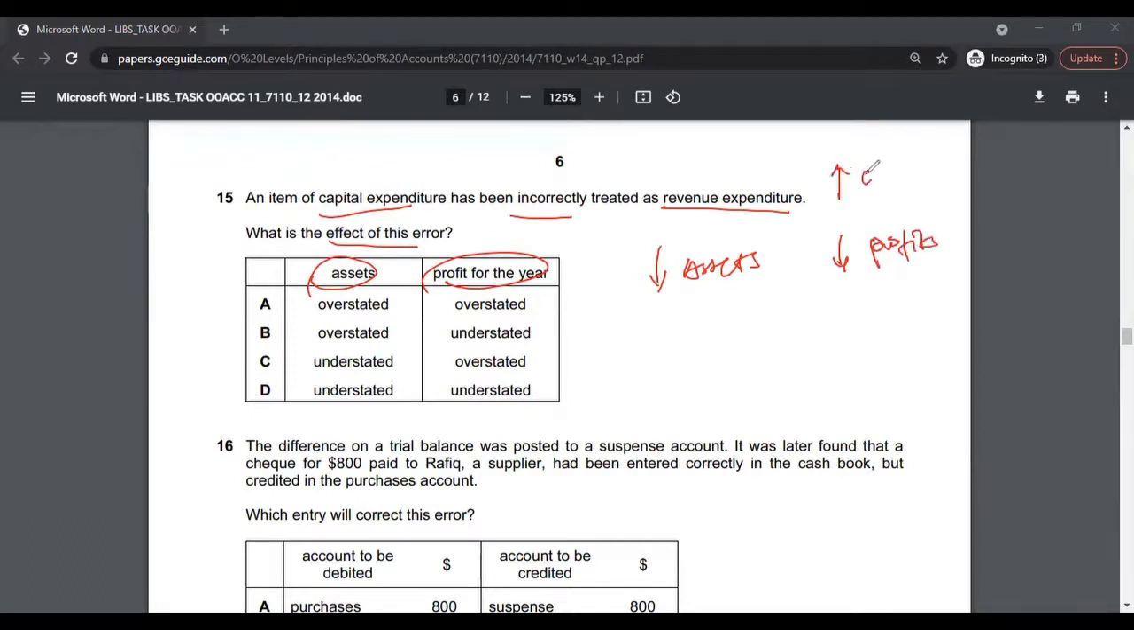have overstated expenses. You have overstated expenses. So overstated expenses will understate the profit. So the answer to multiple choice 15 is option D, understated assets and understated profit for the year end.